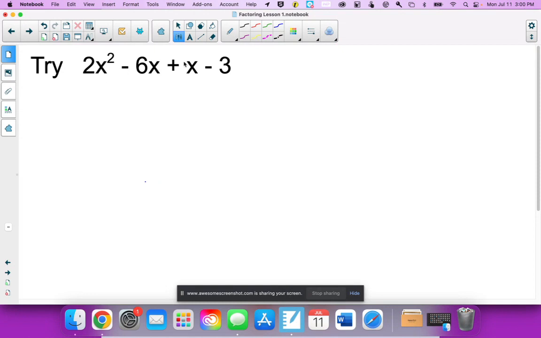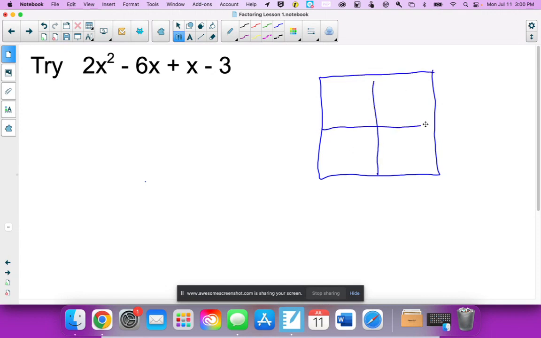Okay, again, I've got 1, 2, 3, 4 pieces. Let's set up my area model. Again, we're just working backwards. 2x squared, that is a minus 6x. Make sure you're carrying your signs. A positive 1x and a negative 3.